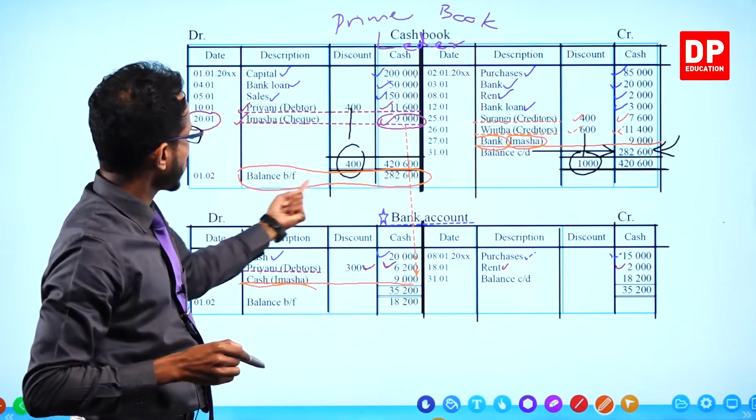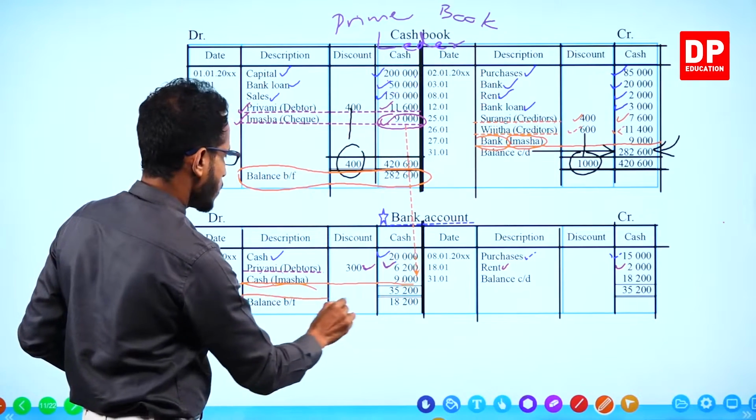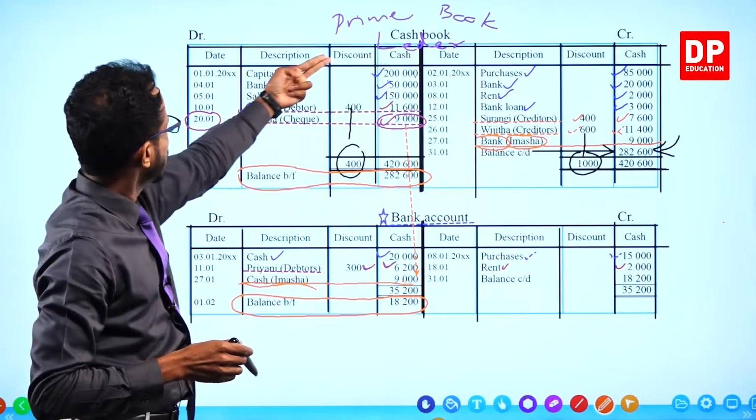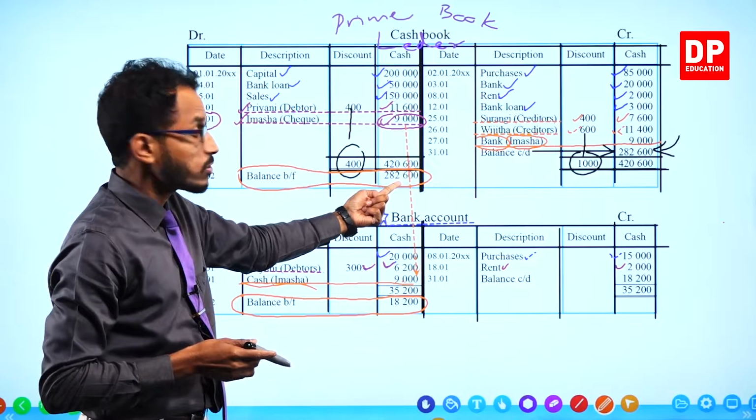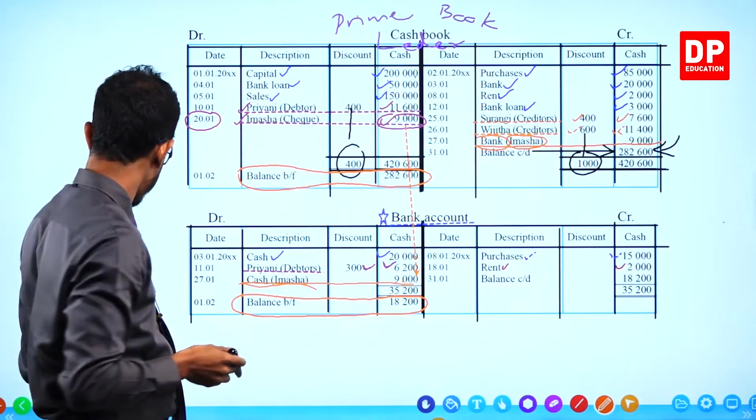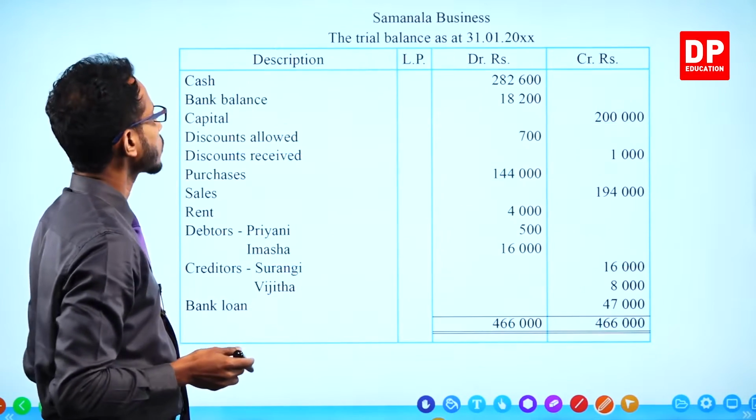Same as in the cash book, in the bank book also, balance brought forward is in the debit side. Let's check. Cash book, balance 282,600. Bank book 18,200. Let's go to the trial balance. Voila.